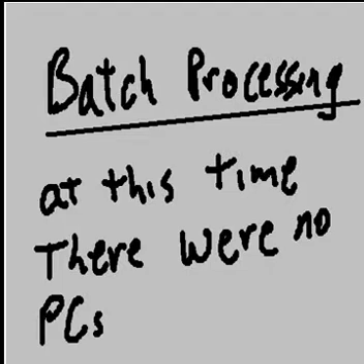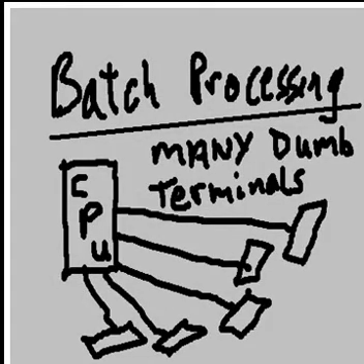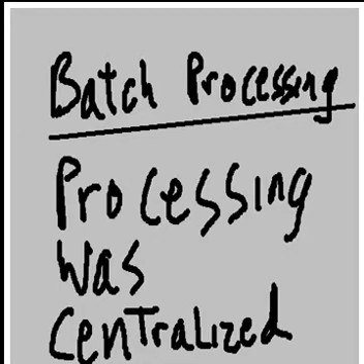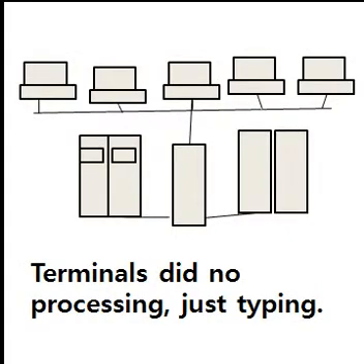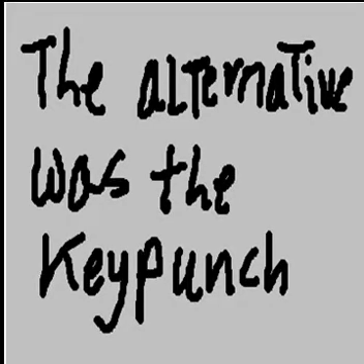Batch processing. At this time, the height of batch processing, there were no PCs. There were many dumb terminals and one giant CPU, but no PCs. Processing was centralized. Terminals did no processing, just typing. The alternative was to key punch.